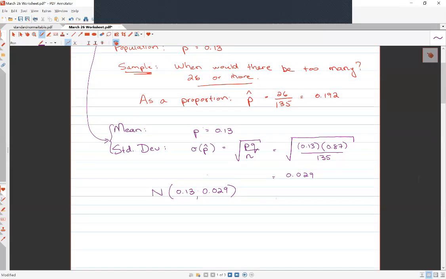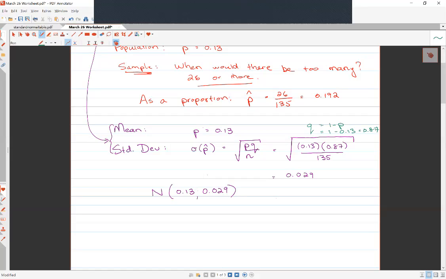Also, just making sure everyone knows where the numbers in the standard deviation come from. The q in the formula is equal to 1 minus p. So in this case, 1 minus 0.13, that's where I get the 0.87 from.